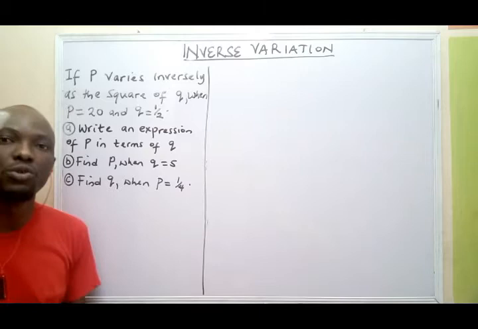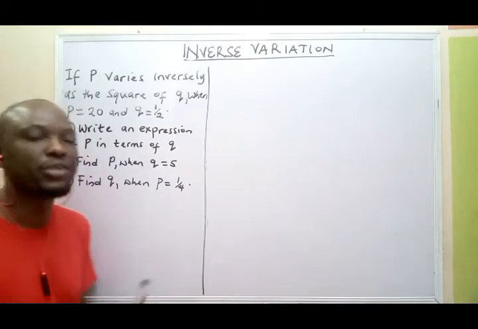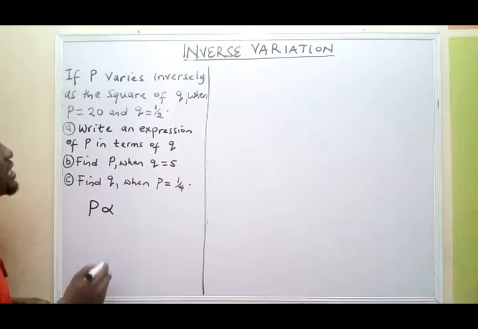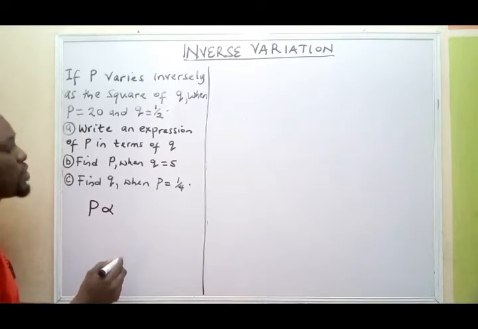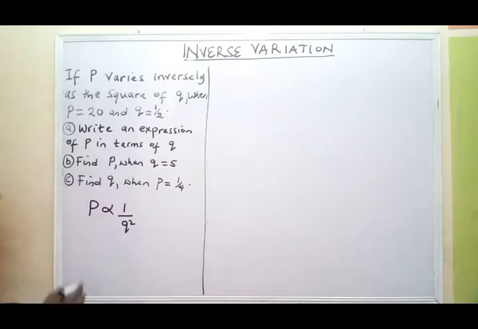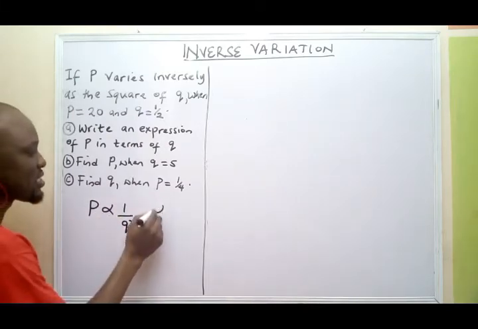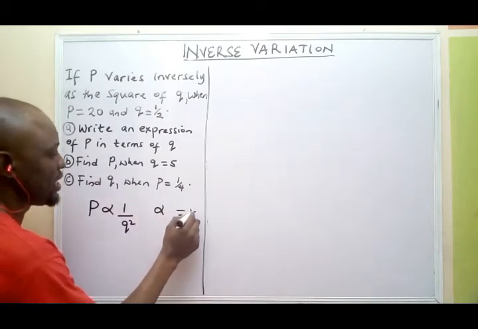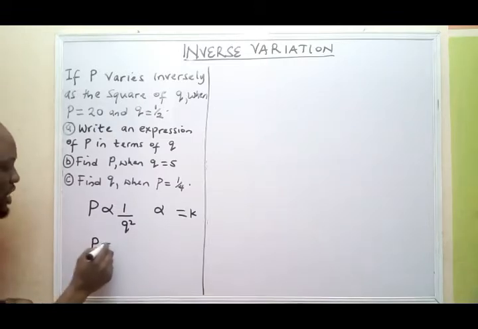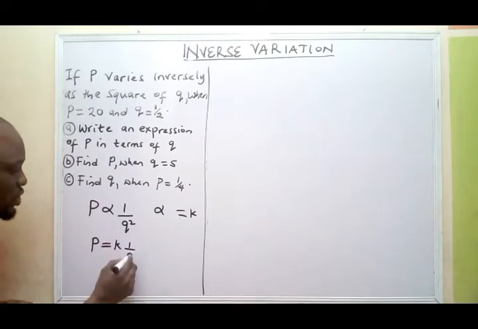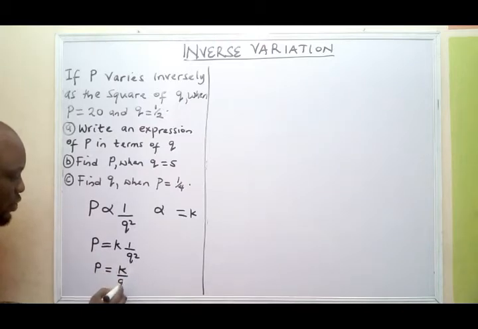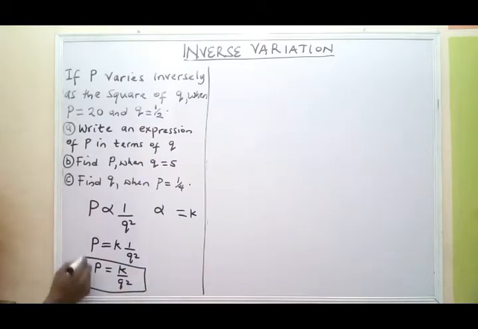Now the first thing I need to do is to write a mathematical expression for the question. So the question says p is inversely proportional to the square of q. So inverse means 1 over q squared, that's the square of q. Therefore I'm going to replace the sign of proportionality with an equal sign and k. So my new expression will be p equals k times 1 over q squared. K times 1 is k, so p will be k over q squared. So this is my equation.